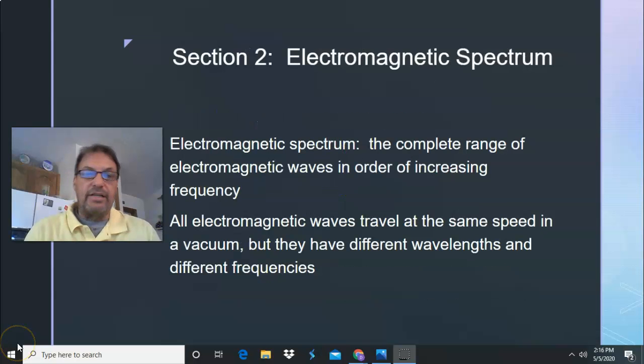All right, this starts section 2. This is about the electromagnetic spectrum, and that's really the focus of this entire PowerPoint for the most part. I want you to really have that deep seated in your brain, so that you really understand it. But this is the complete range of electromagnetic waves in order of increasing frequency. All electromagnetic waves travel at the same speed in a vacuum, but they have different wavelengths and different frequencies.